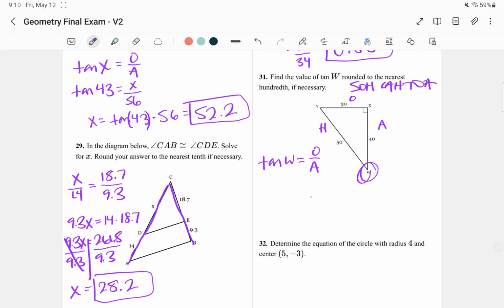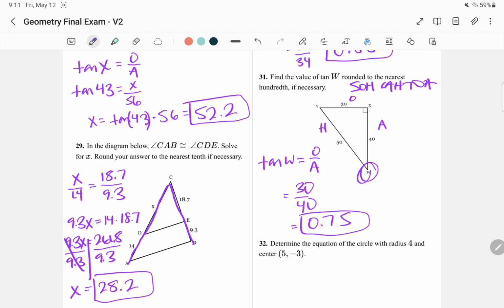And now I can go ahead and write my ratio, and let's fill it in. O is 30, and A is 40. We're going to round to the nearest hundredth, right? We know 3/4, we know what that decimal is, but if not, just put it in your calculator. 30 divided by 40, we're going to get 0.75.